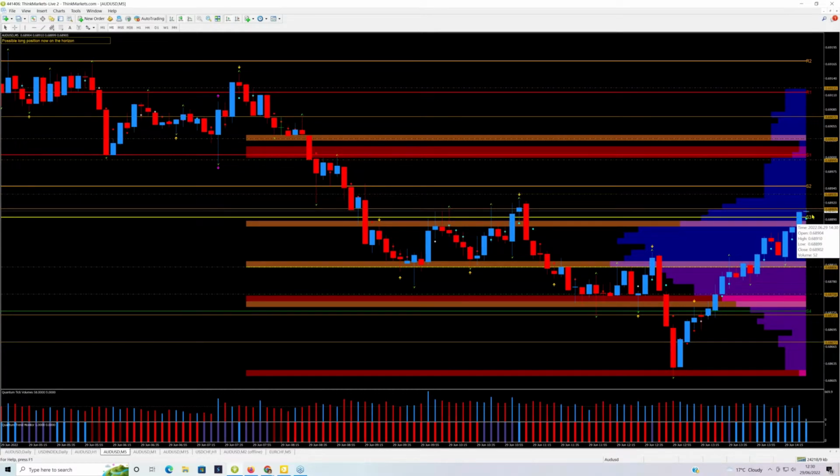In a way, that's what we want to see, because then that gives us that little bit more confidence in thinking, yeah, it's tested it, didn't go through. It's providing a nice base, if you like, for the move higher.